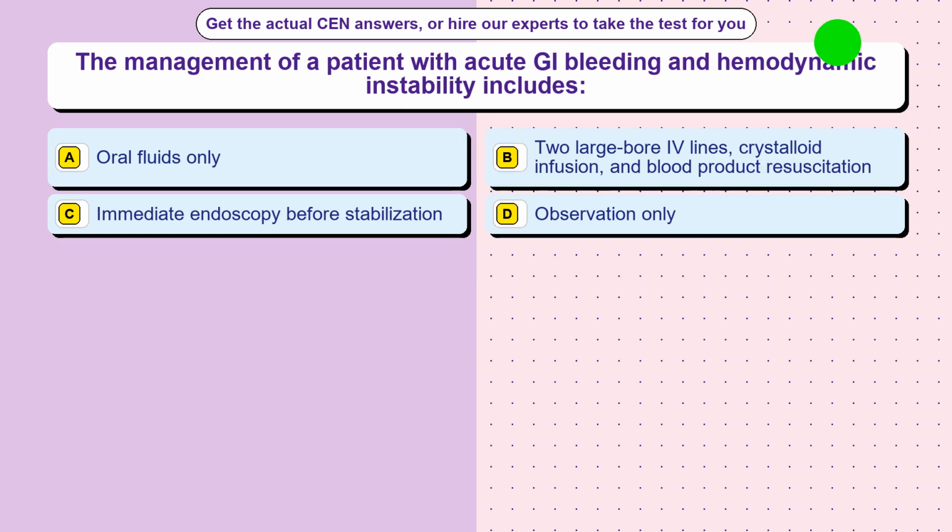Question 33. The management of a patient with acute GI bleeding and hemodynamic instability includes Option A, oral fluids only. Option B, 2 large bore IV lines, crystalloid infusion and blood product resuscitation. Option C, immediate endoscopy before stabilization. Option D, observation only.